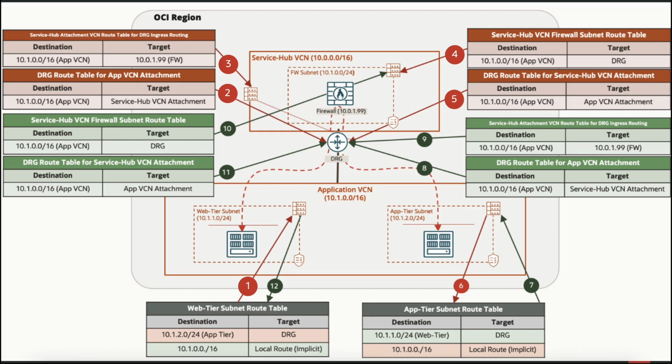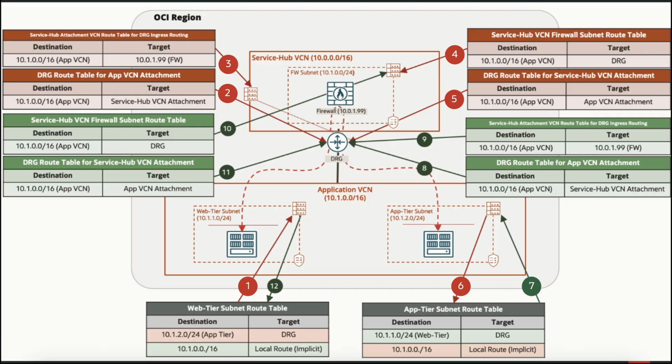The DRG route table on the service hub VCN attachment forwards traffic to the app VCN attachment. The app VCN attachment uses the VCN route table for DRG ingress routing to deliver traffic to the destination VM on the app subnet.